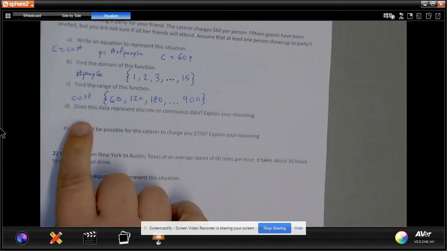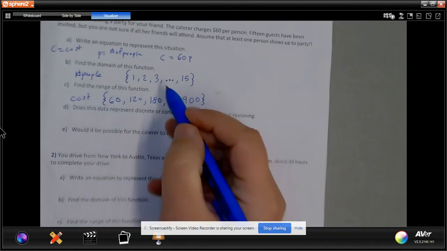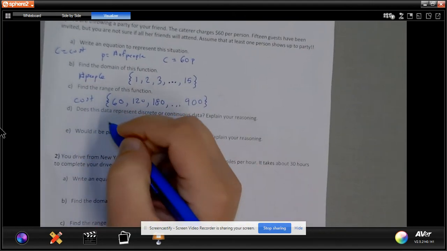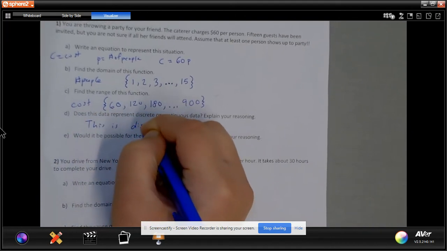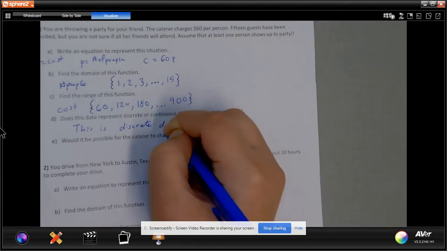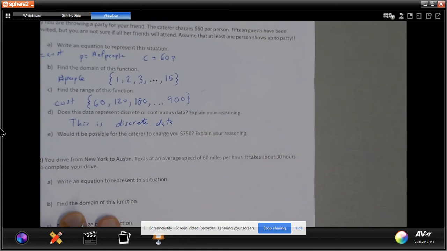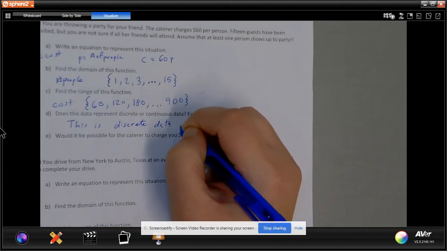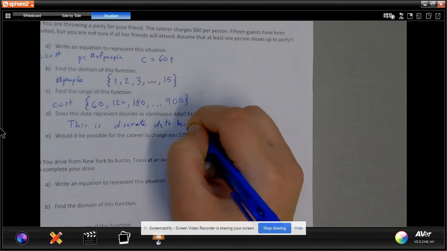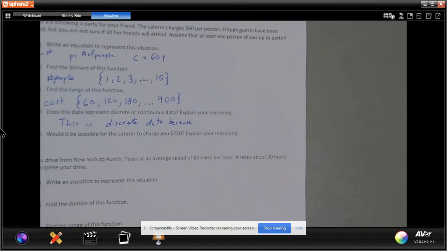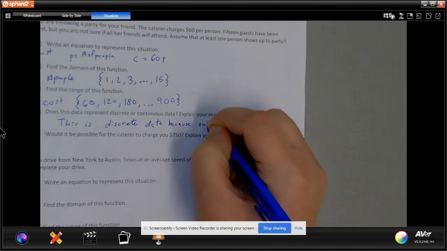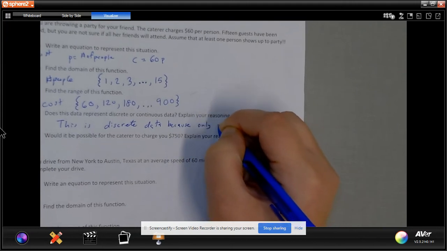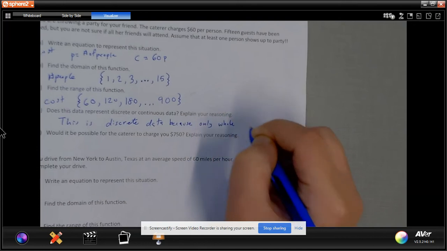So the next question, part D: does this data represent discrete or continuous data? And explain your reasoning. Well, as you can see, since it's a list, this is definitely discrete data because only whole numbers are involved.